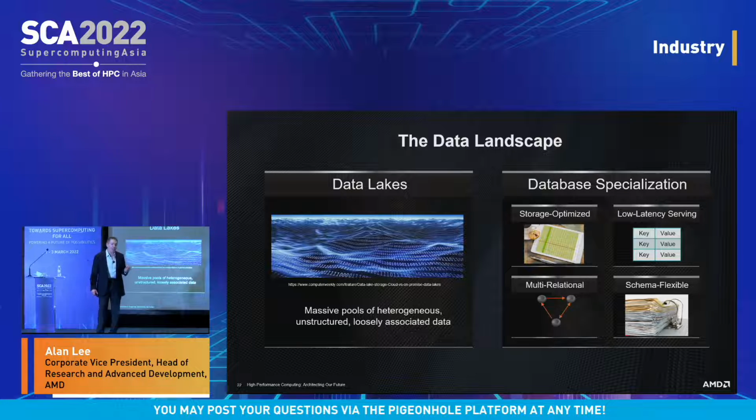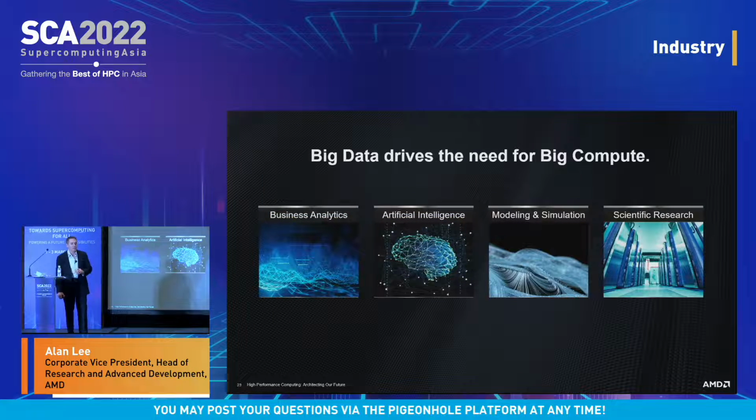For instance, we have storage optimized, which could be column-oriented databases, low latency serving, which could be key value data stores, multi-relational databases, which could be graph databases, and schema flexible, which the usual way to think of that is document storage. Now, big data drives the need for big compute. That's what I mean by this.